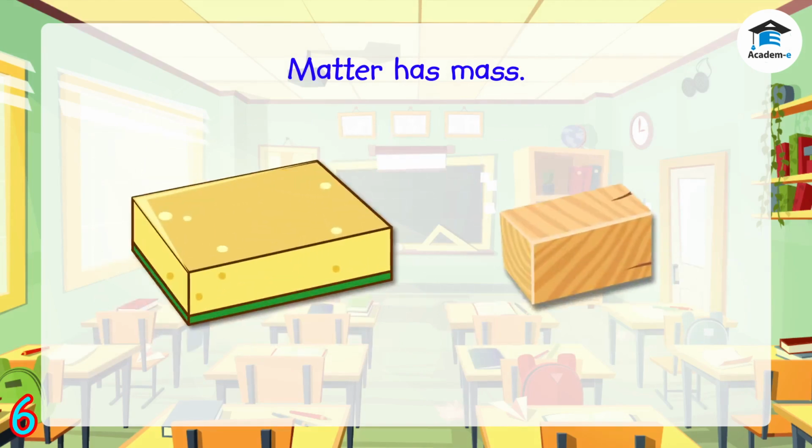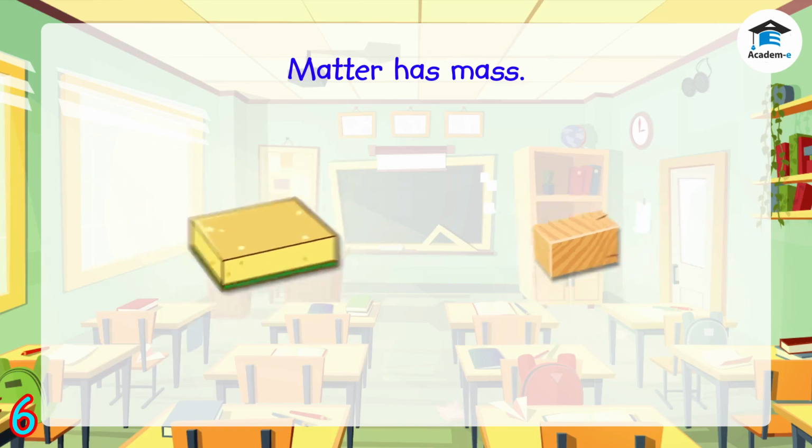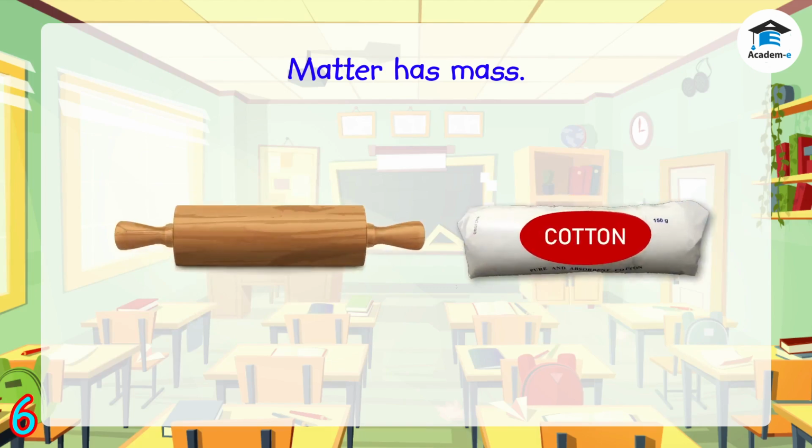For example, the sponge is bigger than the block of wood, but it is lighter because it has less mass than the block of wood. The rolling pin and the roll of cotton are of the same size, but the rolling pin is heavier because it has more mass.